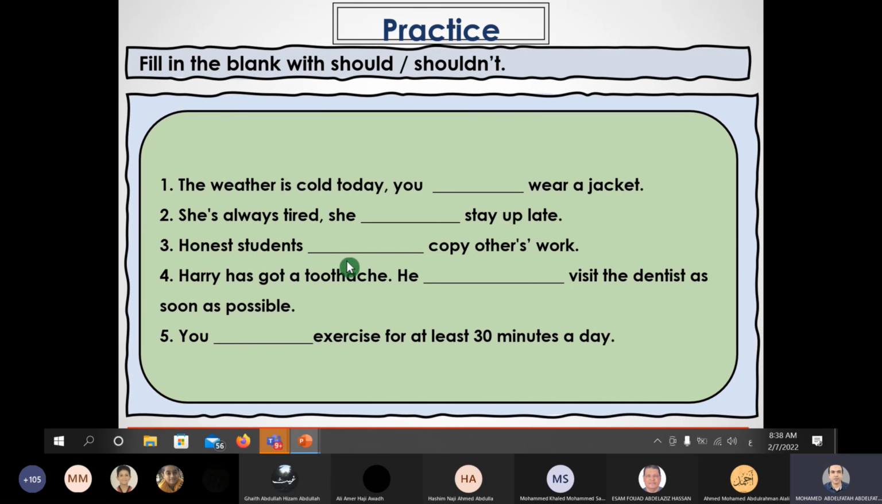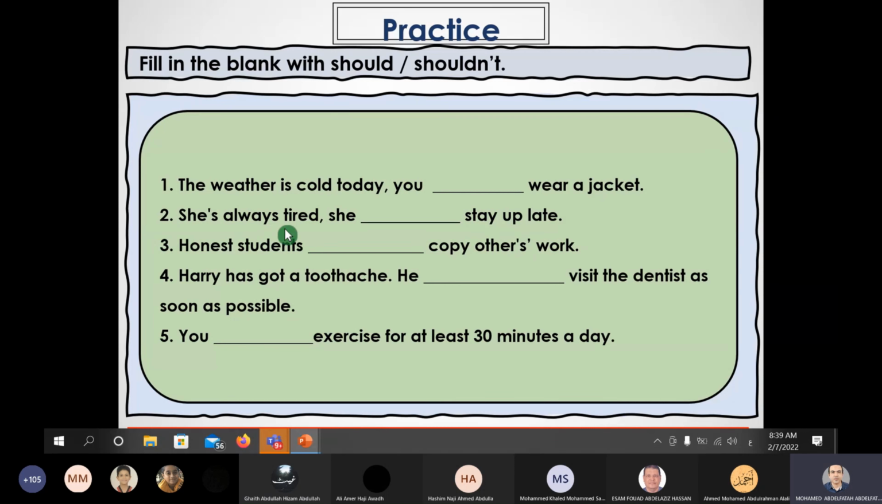Now, students, I have got another exercise. Look here. Fill in the blank with should or shouldn't. I think this is easy for you now. I have got 5 sentences. I am going to read them first, and then you get ready to use should and shouldn't to fill in these spaces. Listen carefully. Number 1. The weather is cold today. It's cold out. You want to wear a jacket. You should or shouldn't, I don't know.